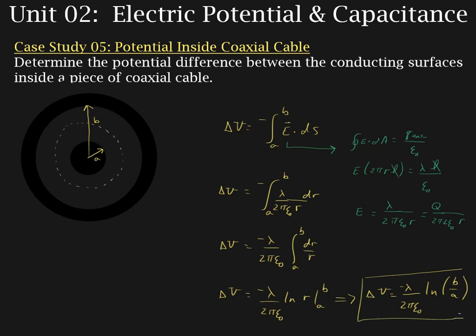And that is our final expression for finding the potential between the two surfaces of coaxial cable. Now, if you wanted to, you can get rid of the negative sign here by switching A and B. Remember that that's one of the log rules, and basically what we have with that log rule is the natural log of A over B is going to be equal to minus the natural log of B over A. So those are going to switch.